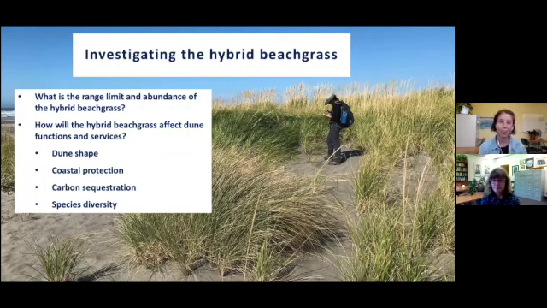So as Sally mentioned, now that we have a better idea of the hybrid's competitive effects and also its growth rate over time compared to its parents, we still have these remaining questions about where it is on the dunes and what it means for dune functions and services. So the first question I'll talk about that's part of my master's work is about the range, limit, and abundance of the hybrid beachgrass, or how much is out there and where is it?